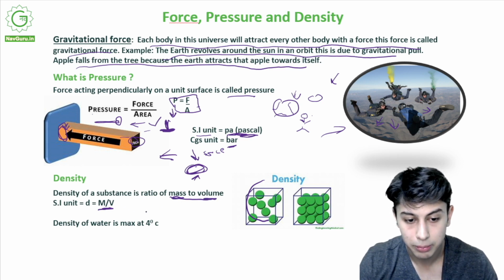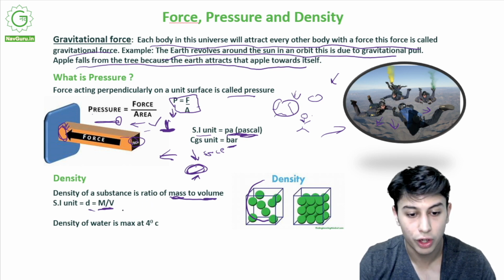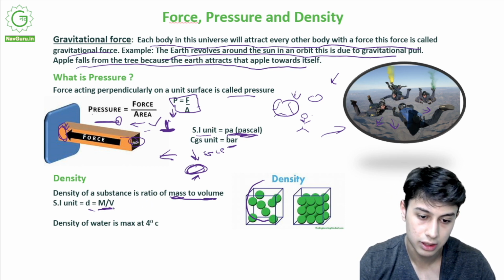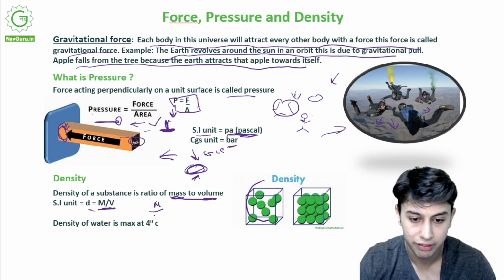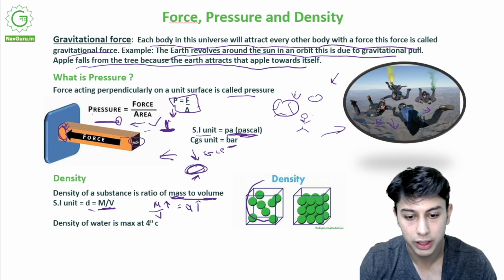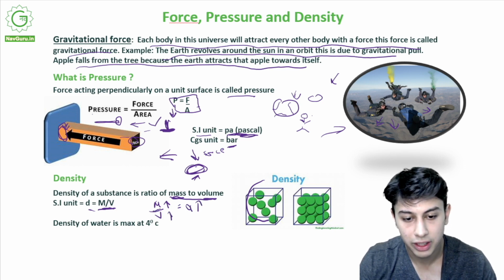More mass means more density. More volume means less density because this is in the denominator. M by v. If m increases, d will also increase. If v increases, the denominator will increase, this whole value will decrease, so d will decrease.